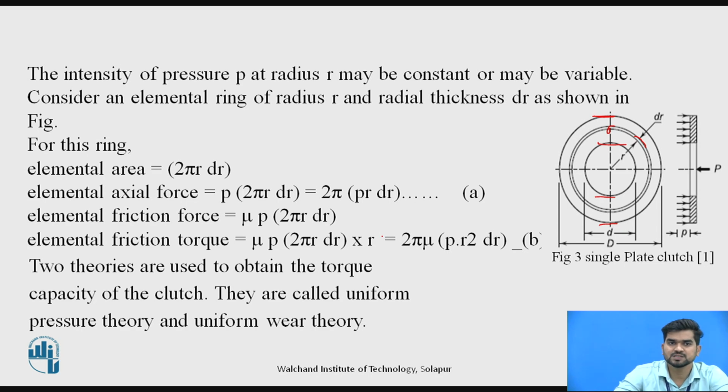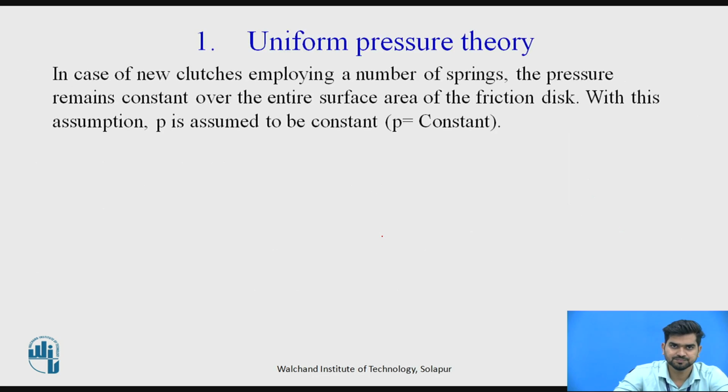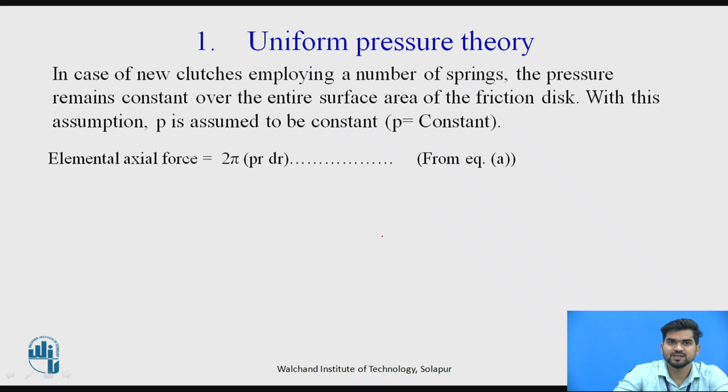Just now we have discussed that two theories are used to obtain the torque capacity of the clutch. They are called the uniform pressure theory and the uniform wear theory. First we will see the uniform pressure theory. In case of a new clutch employing a number of springs, the pressure remains constant over the entire surface area of the friction disc. With this assumption, p, the intensity of pressure, is assumed to be constant. So we know the elemental axial force is 2 pi into p into r dr. Already we have seen that equation. For the elemental ring, the axial force is this.